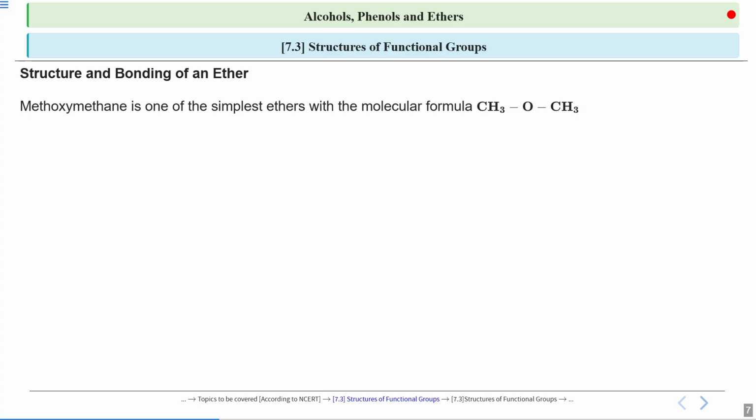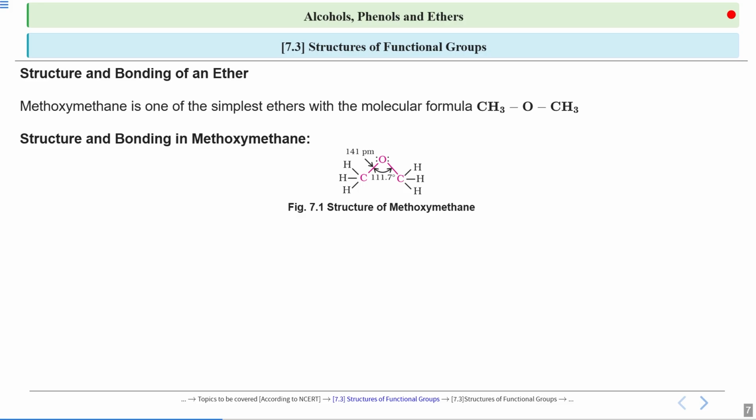First of all, let's take the simplest ether, which is methoxymethane with the molecular formula CH3OCH3. Okay, so ROR is the general representation for an ether, right? R is the representation of an alkyl group, and the simplest alkyl group is methyl, containing only one carbon. So the simplest ether will be methoxymethane, having the formula CH3OCH3. That means oxygen is bonded with two methyl groups. This is the structure of methoxymethane, given in figure 7.1.